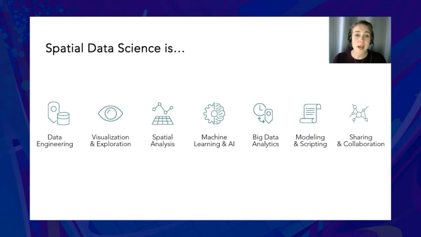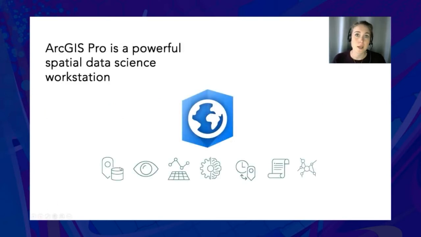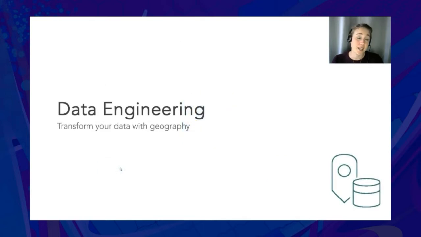And Pro really has key elements of each part of this process built into it. Pro is this incredibly powerful workstation that we can use in combination with all the other tools that we're comfortable with and that we're doing great spatial data science in. But it's this really key part of ArcGIS's spatial data science workflow. So we're going to use these different pieces of that workflow to walk through how Pro can really support you in your analysis. So we're going to start with data engineering.